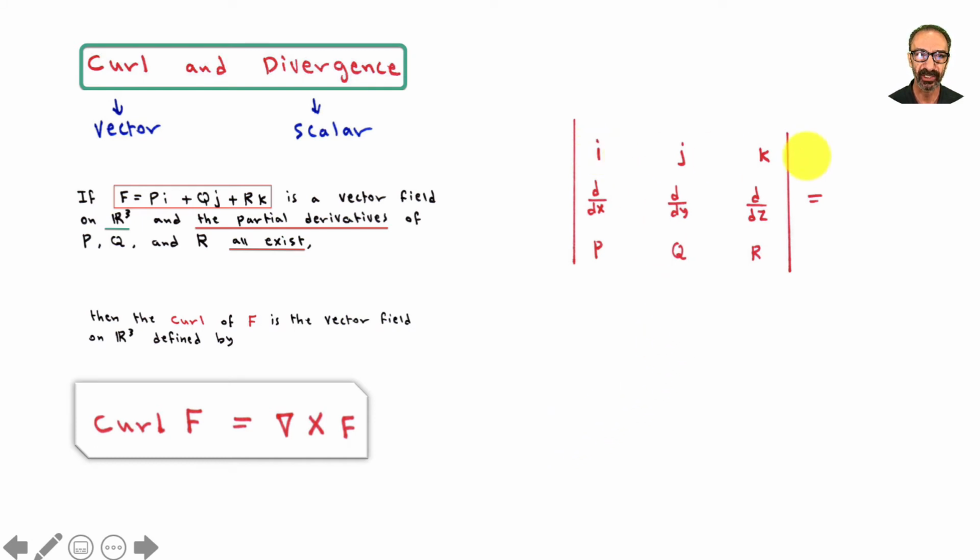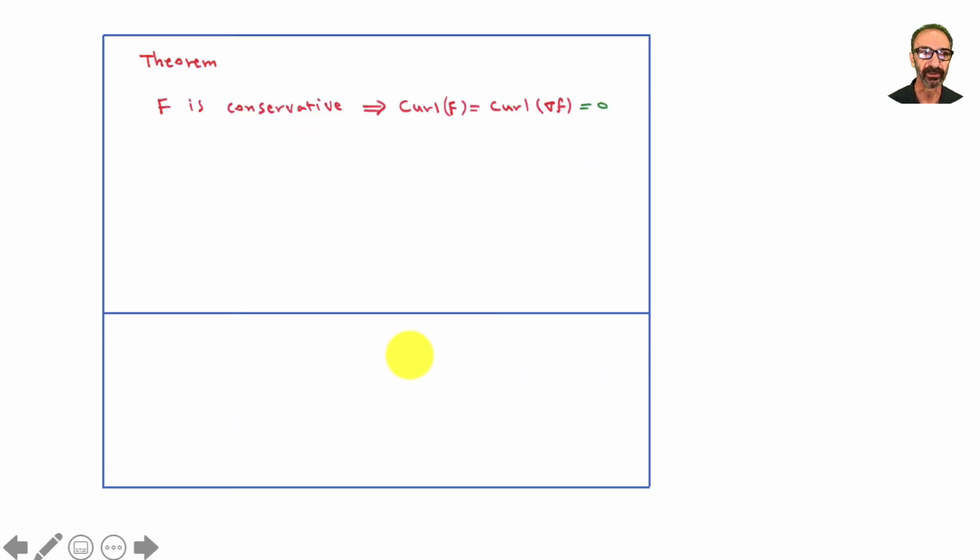So we have i, j, k, d/dx, d/dy, d/dz, P, Q, and R. It's kind of hard to remember the lengthy formula, but you get it from there and you should be fine. So that's how we find the determinant, or the cross product. And that's called the curl of the vector field.